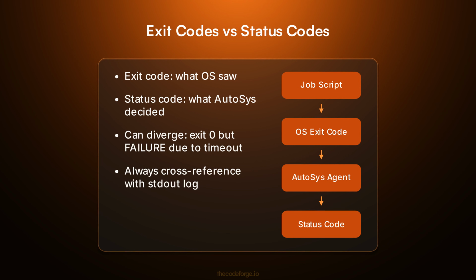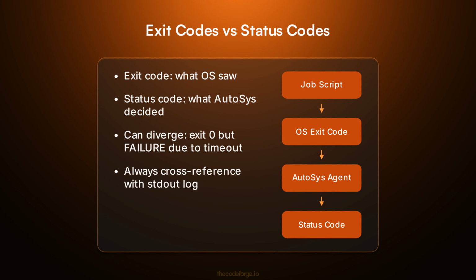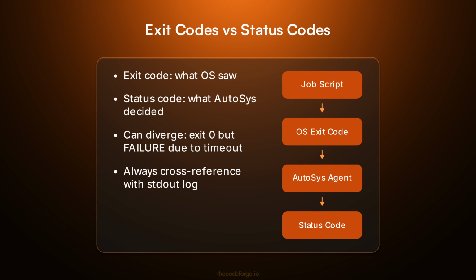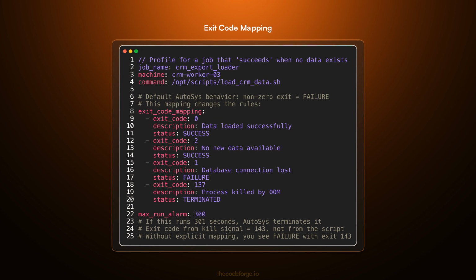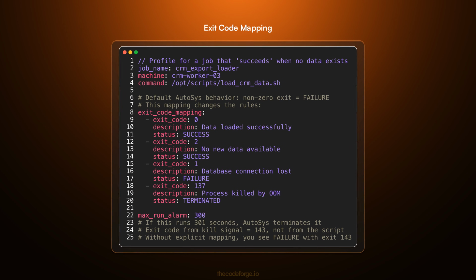Here's what nobody tells you. AutoSys status codes and process exit codes are different layers of reality. A job can exit with code 0, but AutoSys flags it as failure because of exit code mapping. Conversely, a script that dumps core with exit code 139 can be registered as success if the job profile says ignore exit code. The exit code mapping parameter is a minefield.